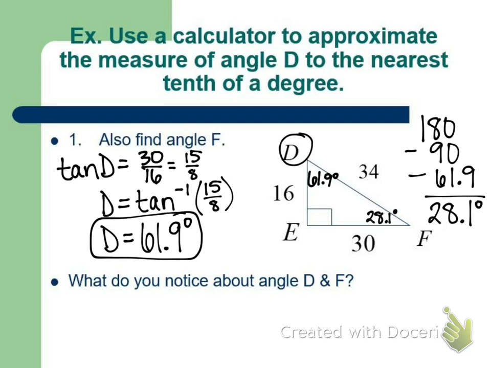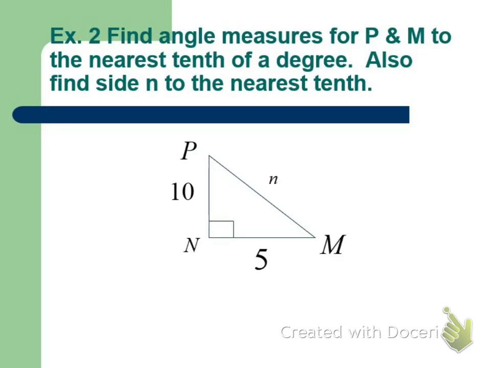Now at the bottom it says, what do you notice about angle D and F? We have talked about this before. What is always true about the 2 other angles in a right triangle? No, they're not congruent. They're not the same. They add up to 90 degrees. So if we take D plus F, we get 90 degrees. That will always be true in a right triangle.